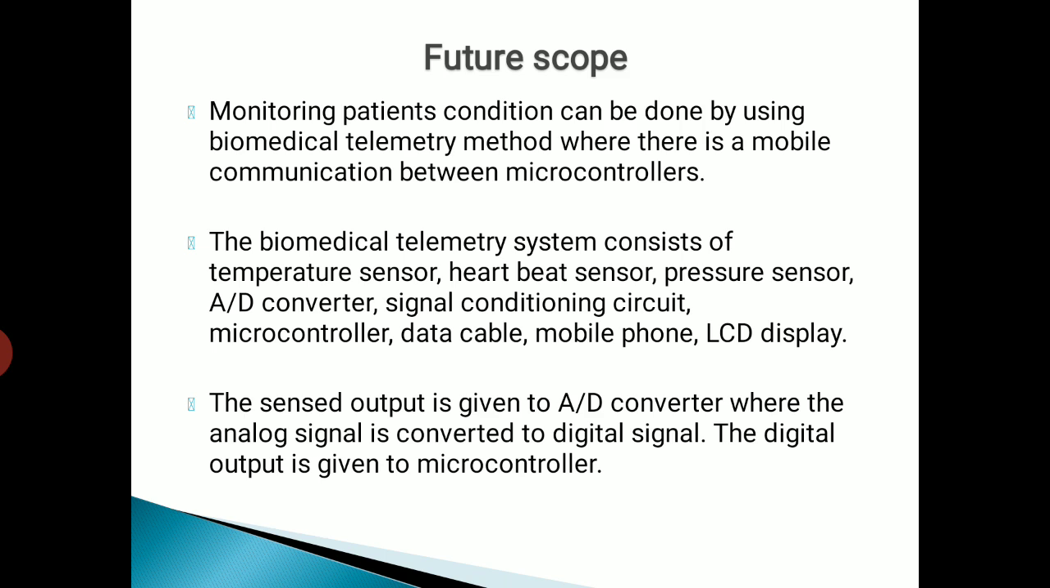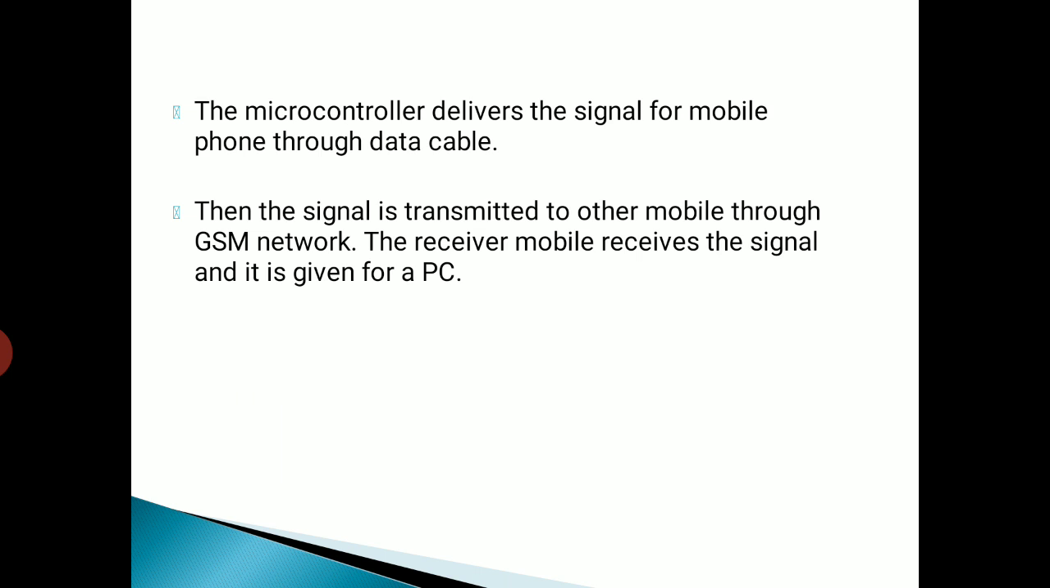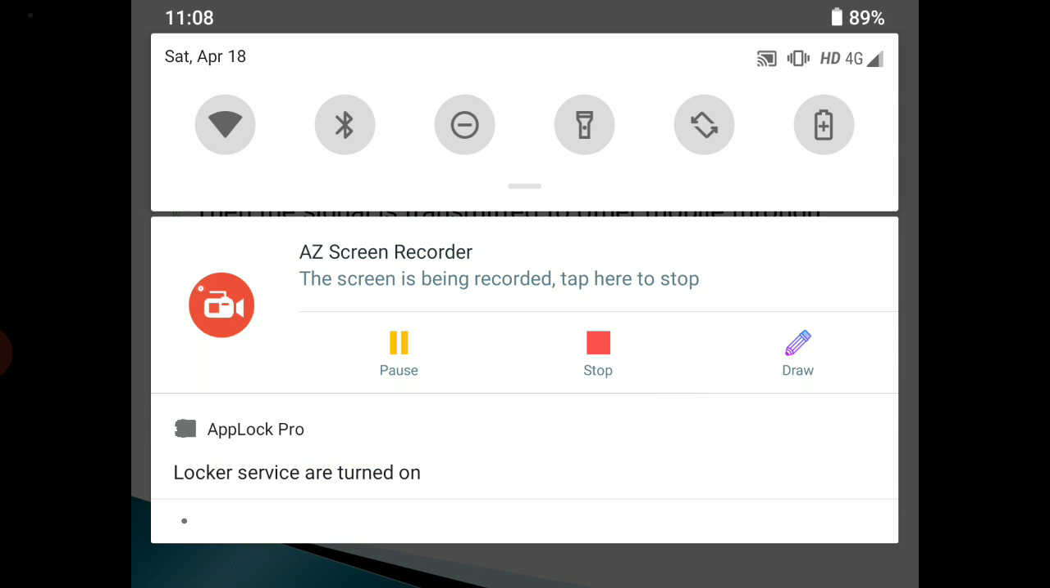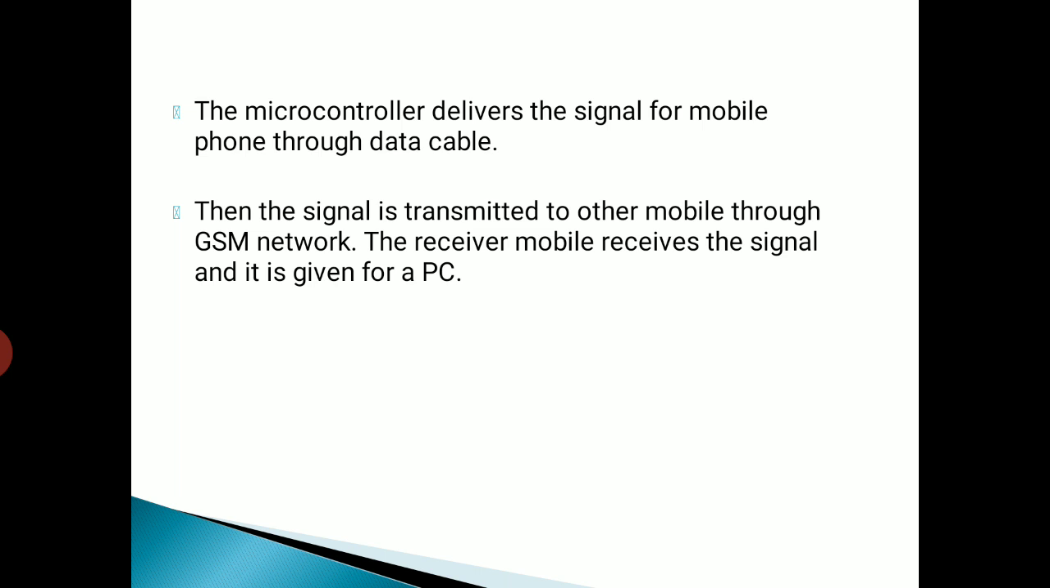The devices that are operated sense the input, and the sensed output is given to the analog to digital converter, where the analog signal is converted to a digital signal. This digital output is given to the microcontroller. The microcontroller delivers the signal to the mobile phone through a data cable. Then the signal is transmitted to another mobile through the GSM network. The receiver at the GSM network at the mobile receives the signal and it is given to a PC.